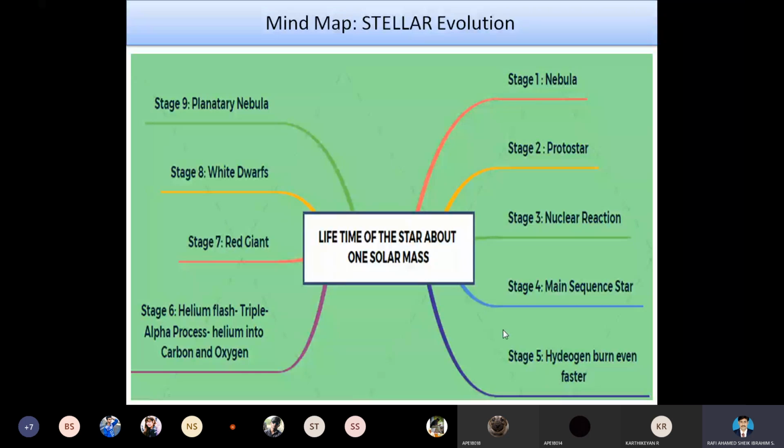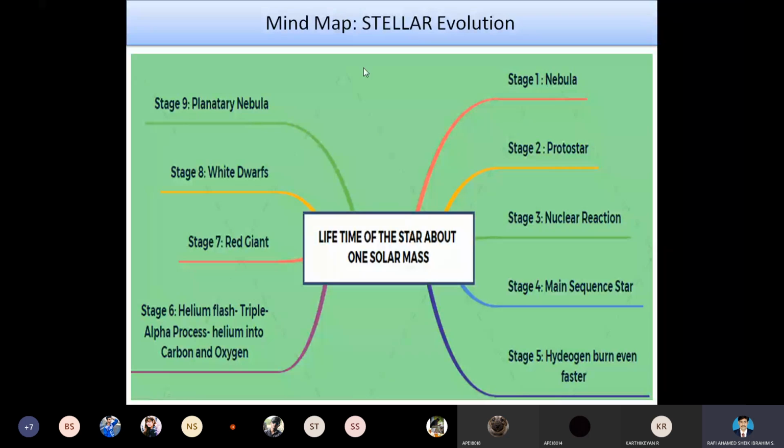And once the hydrogen and the helium are completely burnt out, we enter the seventh stage. It's called the red giant. From the red giant, we enter the white dwarf, and from the white dwarf, we finally enter the planetary nebula. See, we started our process with the nebula, and finally we have ended the process with the nebula. Once again, what happens?